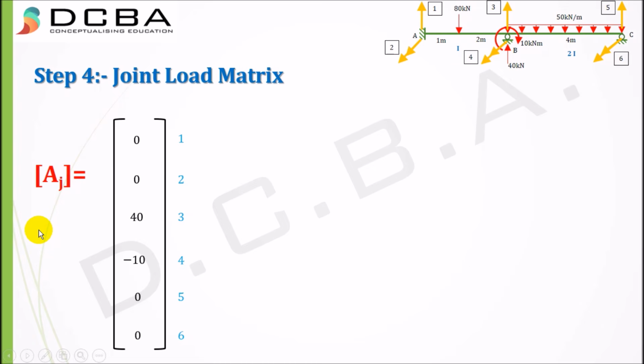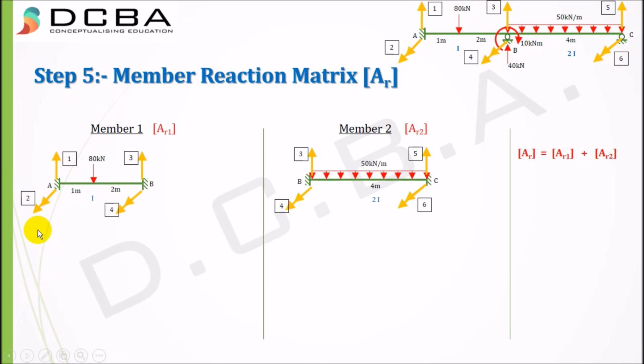Okay. Step 5 is the member reaction matrix, AR. It is called AR, and AR is given as AR1 plus AR2. Again, AR1 for element 1, AR2 for element 2. So what is the member reaction matrix?